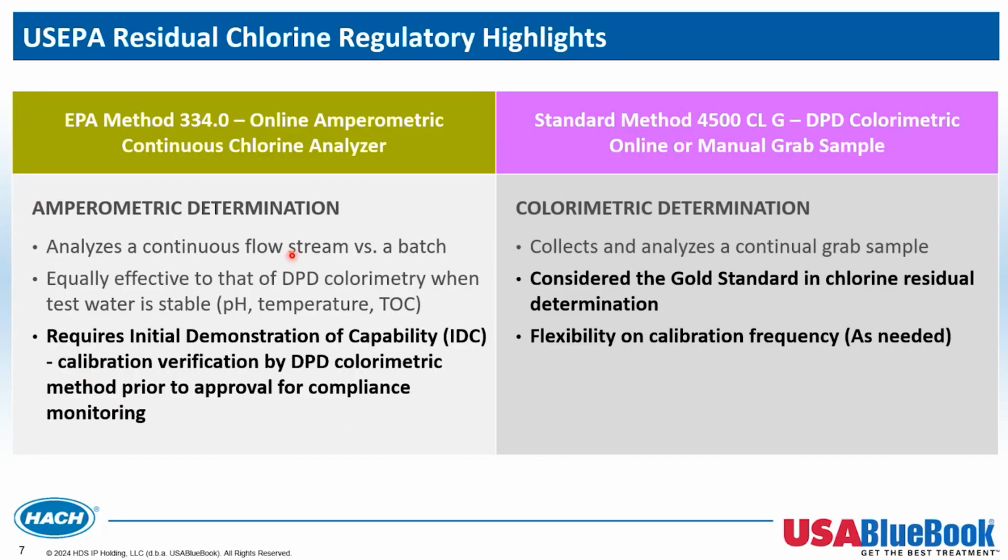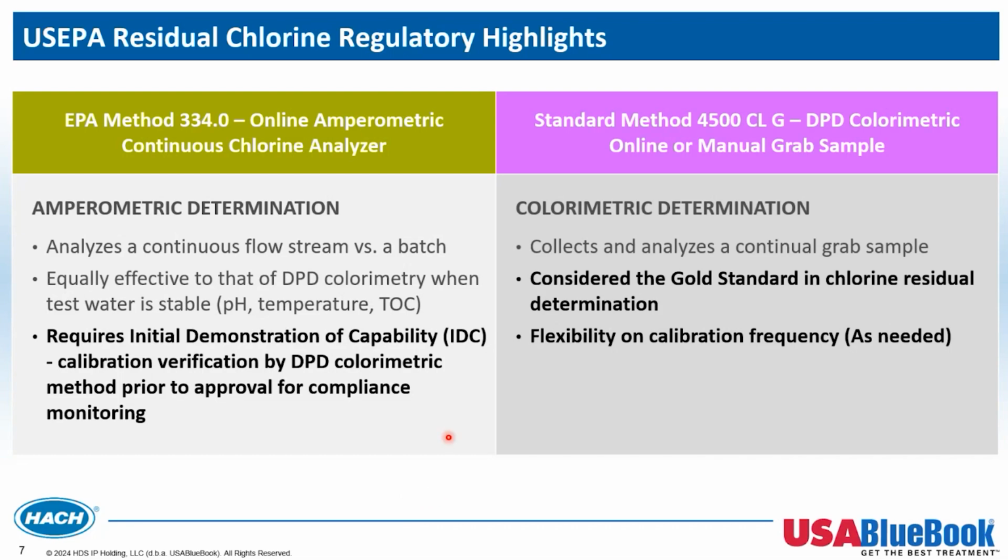Now, the alternative method 334, US EPA method 334, basically levels the playing field for different methods, and it allows the use of online Amperometric continuous online chlorine analyzers to be used for regulatory reporting. However, with one major caveat, the IDC, which stands for the initial demonstration of capability. And based on the state primacy, the states can require method 334 or can accept method 4500, standard method 4500 CL for the method approval.